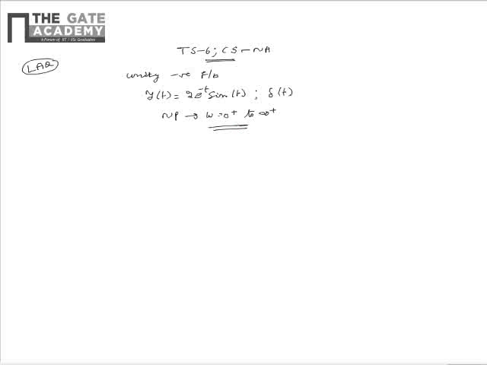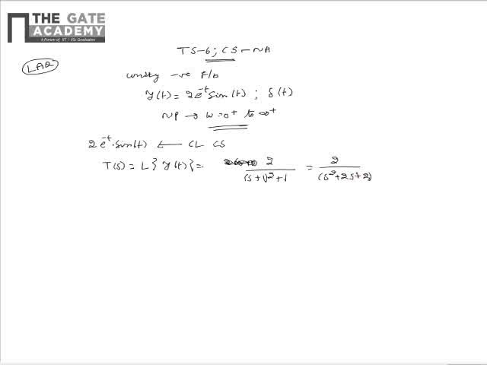From the given data, we see that the impulse response of the system is 2 e power minus t sine of t. This is the impulse response of the closed loop control system. From this, we can say that the overall transfer function T of s is equal to the Laplace transform of y of t, which can be written as 2 divided by (s plus 1) whole square plus 1, that is equal to 2 by s square plus 2s plus 2.